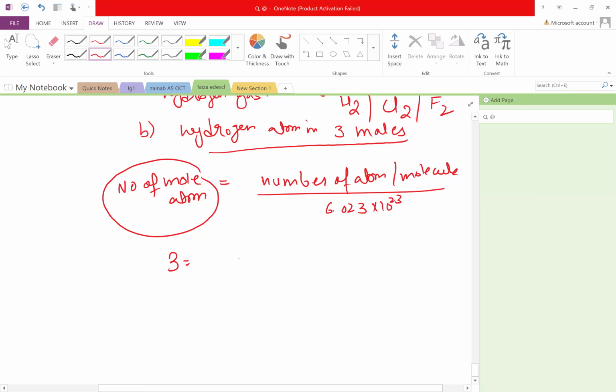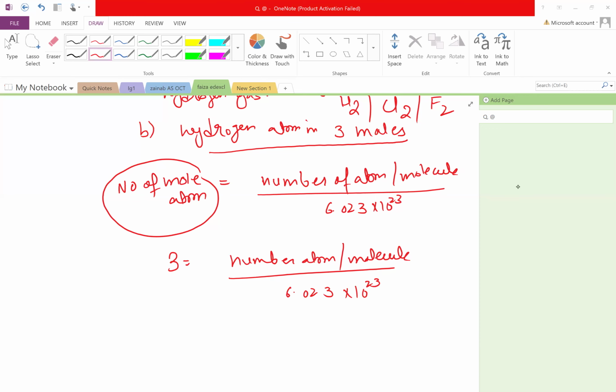See, it will be number of atom or molecule, both the same thing, divided by 6.0. Can you just wait for a second? Yeah, okay. Sorry, there's someone at the door. Yeah, no problem. You can go and come.